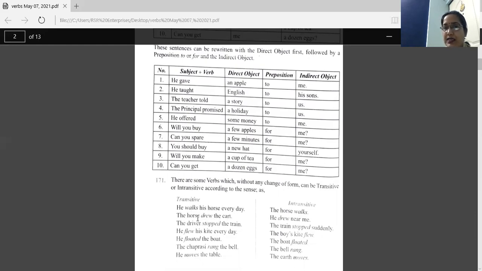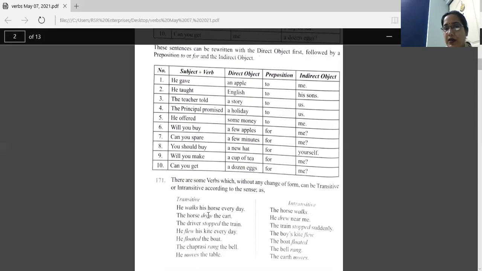The horse drew the cart. The horse is the subject, drew the cart is the predicate. Okay, come to that first one. He walks his horse every day. He is the subject, walks is the verb, the object is his horse. Now the same verb we can use as intransitive also. So this is a sentence. The horse walks. Now here we don't need any object to complete the meaning. The meaning is complete in itself. So here walks is intransitive.